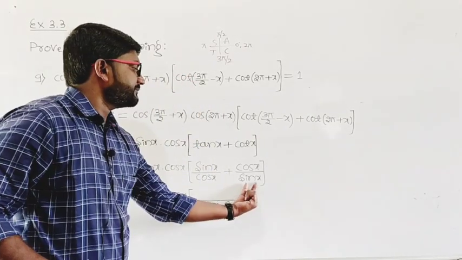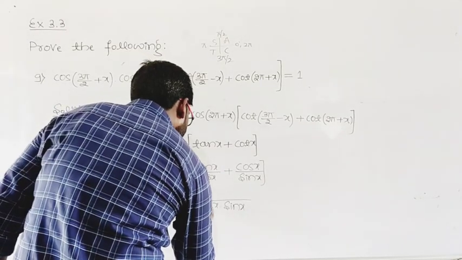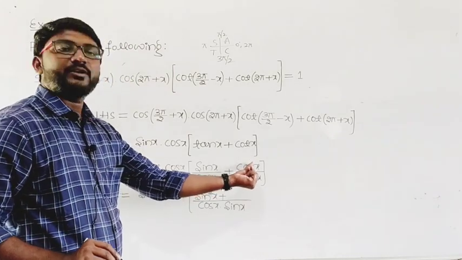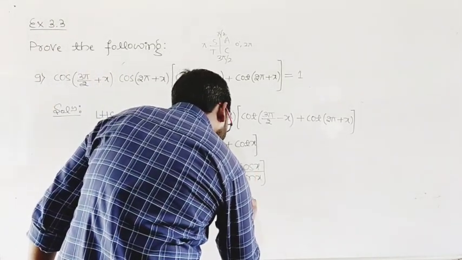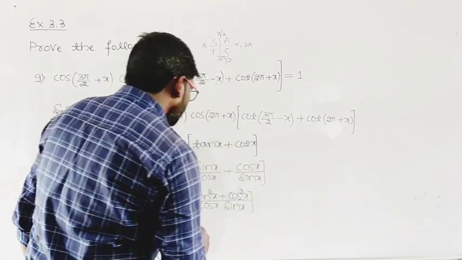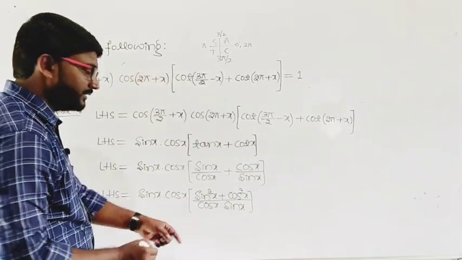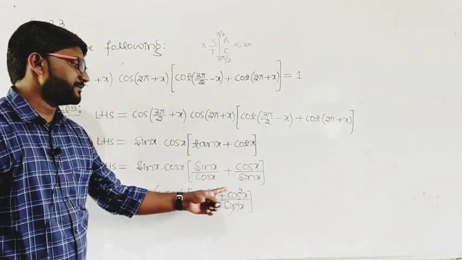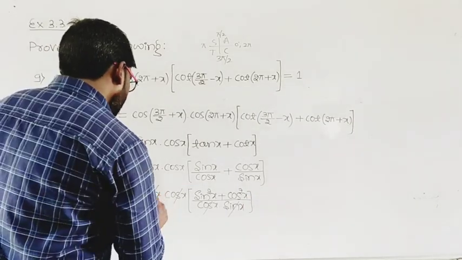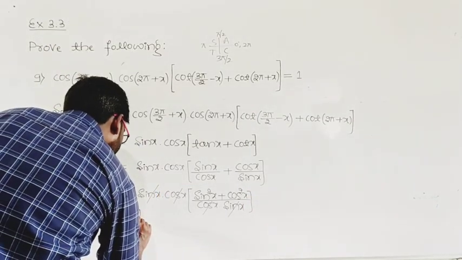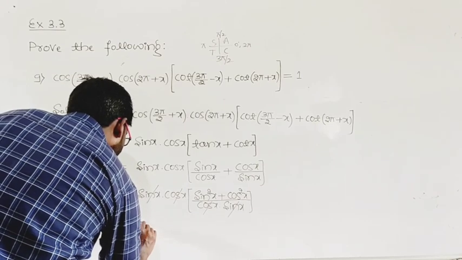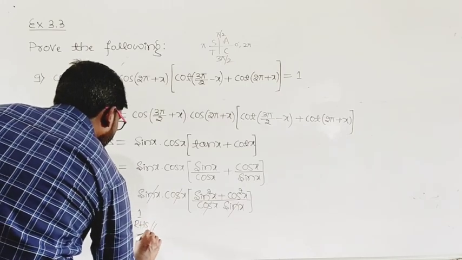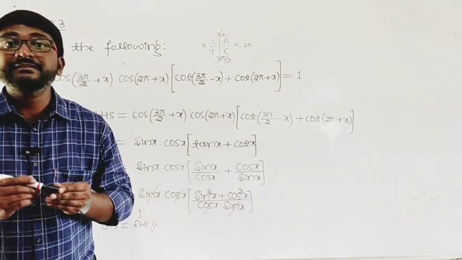Now sin x will be multiplied with sin x, we get sin square x, plus cos x will be multiplied with cos x, we get cos square x. Now see here we have the multiplication, so cos x and cos x get cancelled, sin x and sin x get cancelled. So we have sin square x plus cos square x, that is going to be 1. So this is the required RHS. Here we have proved that the left hand side is equal to the right hand side. This is all about the 9th problem.